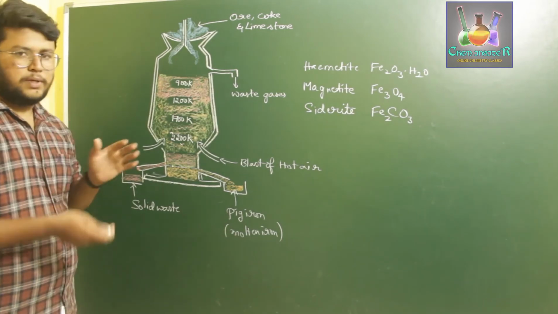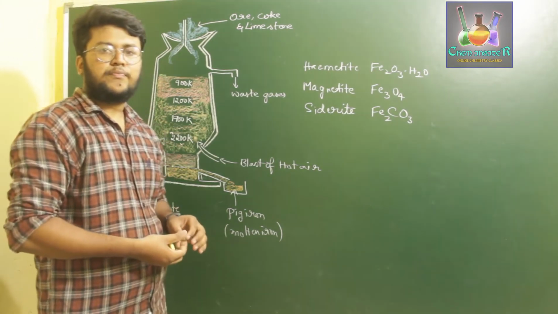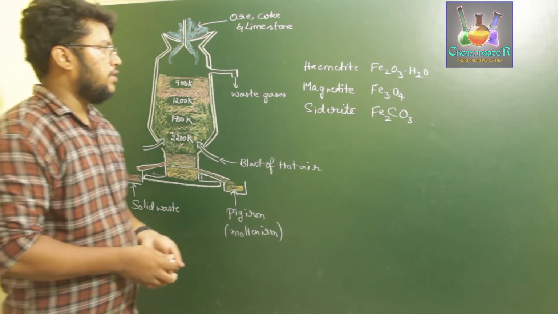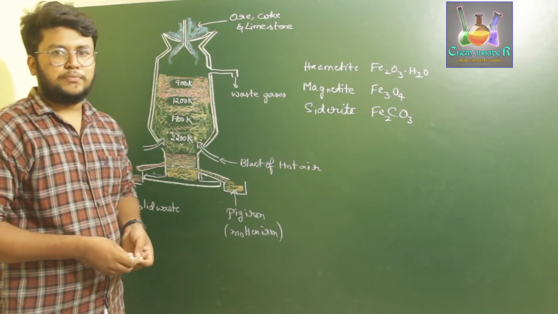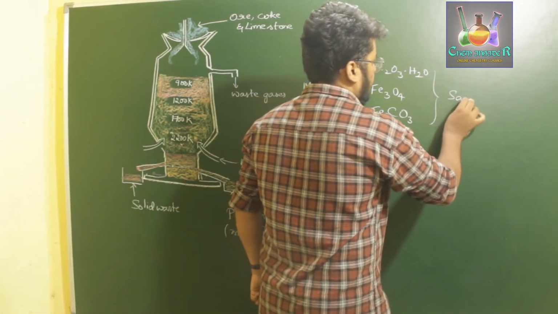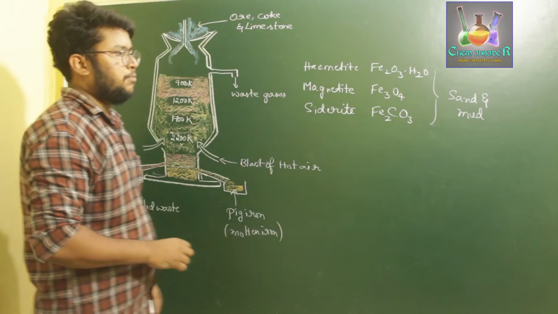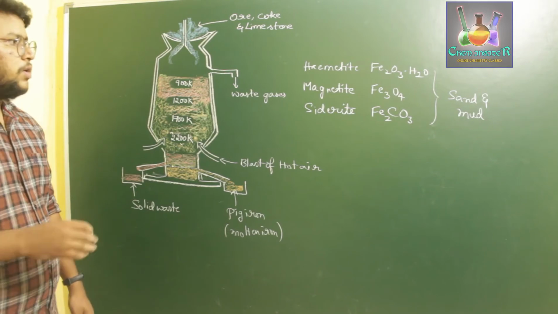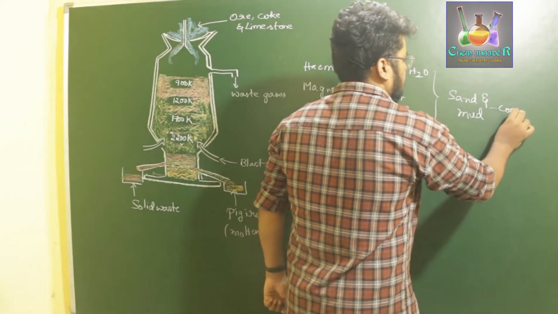So first, we completely follow the 3 steps of extraction. The first one is we have to increase the concentration of our metal in its ore. For concentration, we take the finely powdered metal ore and wash it with the hydraulic washing process. Once we do that, we completely lose the impurities such as sand and mud, along with some amount of silicates, after the concentration process.